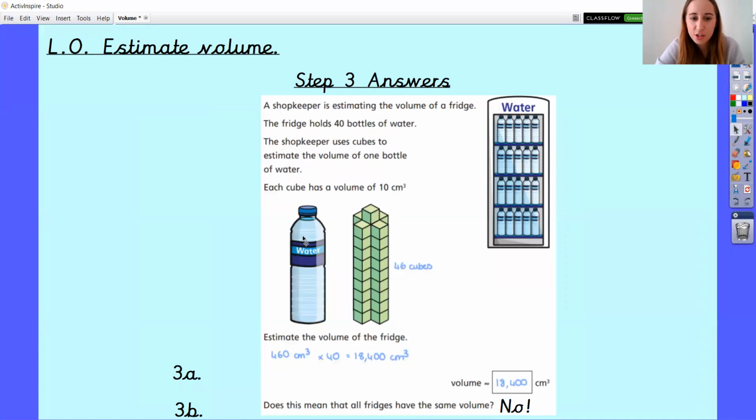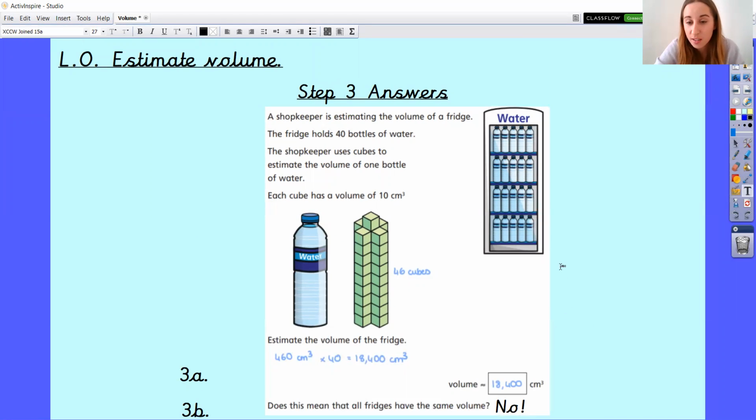here, this shape that's supposed to show the volume of this bottle of water, there are 46 cubes there. And remember, each cube represented 10 centimetres cubed. So the volume of 1 bottle is going to be 460 centimetres cubed, and you can see they've written that up there. Now we know there are 40 bottles in this fridge. So we've done 460 centimetres cubed multiplied by 40. And the answer is 18,400 centimetres cubed.